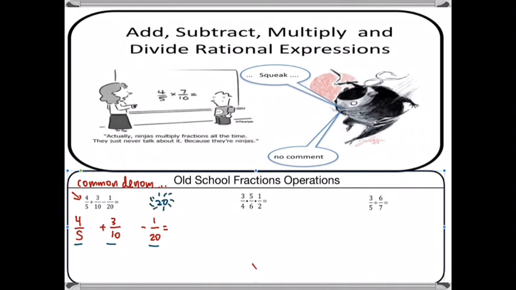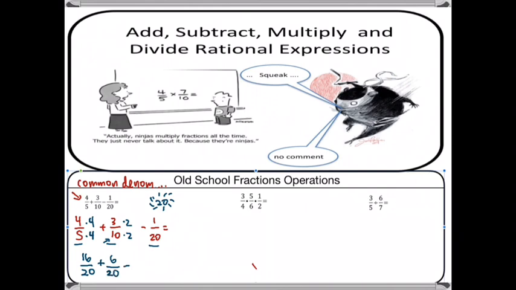Okay, and so I'm going to see if I can get these denominators equal to 20 by multiplying the top and the bottom by the same number. So how do I get a 5 to look like a 20? I have to multiply the top and the bottom by a 4, and that is going to give me 16 over 20. And likewise, how do I get a 10 to look like a 20? Multiply the top and the bottom by 2, and that's going to give me 6 over 20.